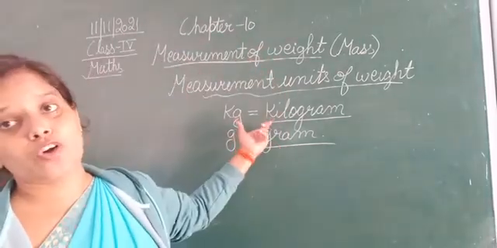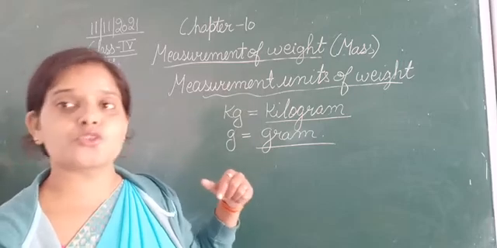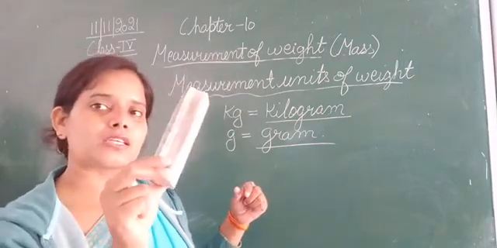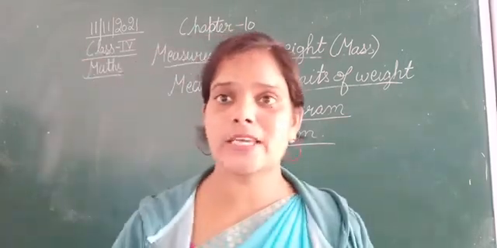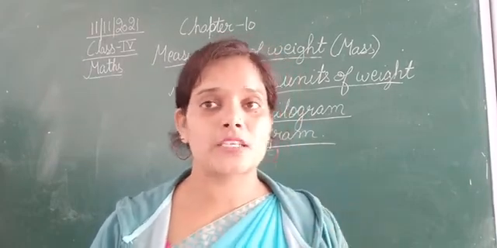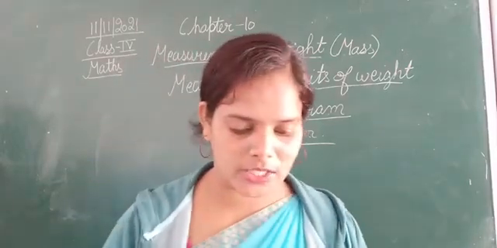We always measure our weight in kg, and suppose you have to measure the weight of this duster, then the weight of this duster we will measure in grams. Okay, so जो heavy objects हैं उसकी हम measurement करते हैं हमेशा kg में, and light objects की measurement we always do in grams. Okay, next.